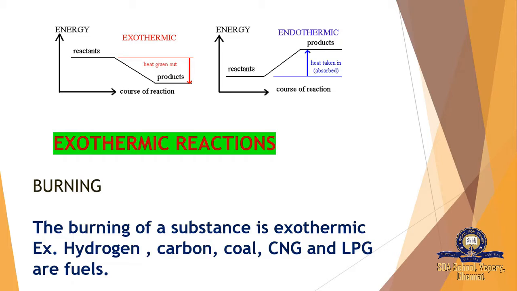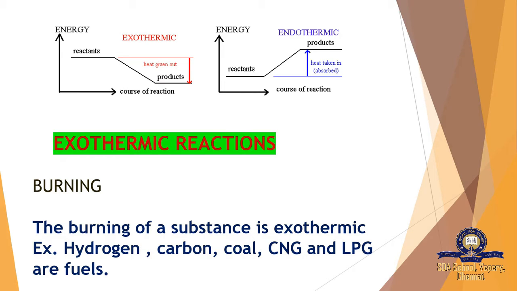Next, examples of exothermic reactions. Our first reaction is burning. We know very well what burning is. The burning of a substance is exothermic because of what? While things are burning, we can feel heat, as well as it produces light. So we can call it an exothermic reaction.